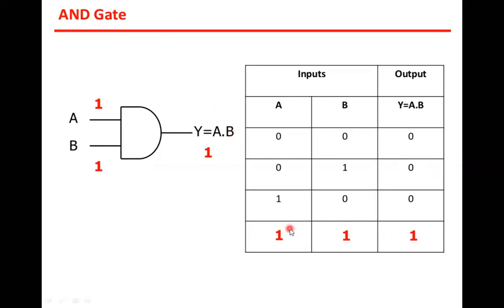Now understood, I hope. When A and B are high, the output is high. It means whatever the number of inputs you have given to the AND gate, all should be at one state, high state. Then only the output will be high. So that is an AND gate where the output y is equal to A dot B. This is the truth table. Thus we have the symbolic representation of an AND gate, and this is its truth table.